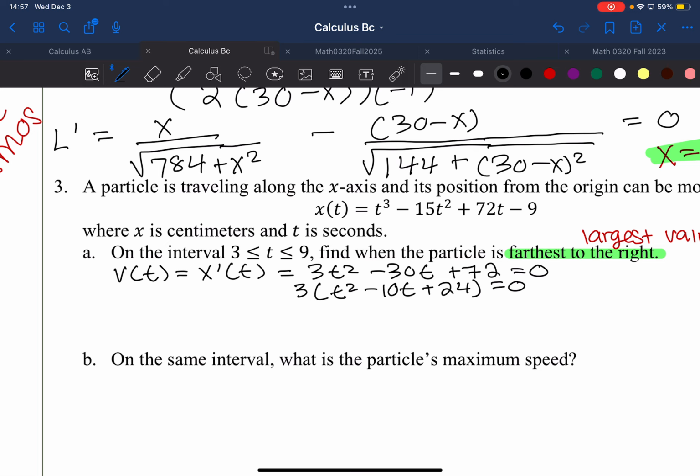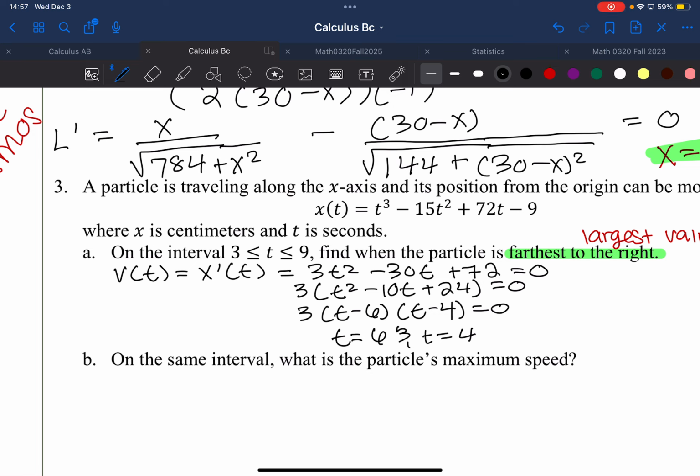And what would be the factors for this? 6 and 4, both positive, both negative, one of each? One of each? No. Both negative. So we have t minus 6 times t minus 4 equals 0, because negative 6 and negative 4 give us positive 24, and negative 6 and negative 4, when you add them, gives us negative 10. So that means we have the critical points t is equal to 6 and t is equal to 4.